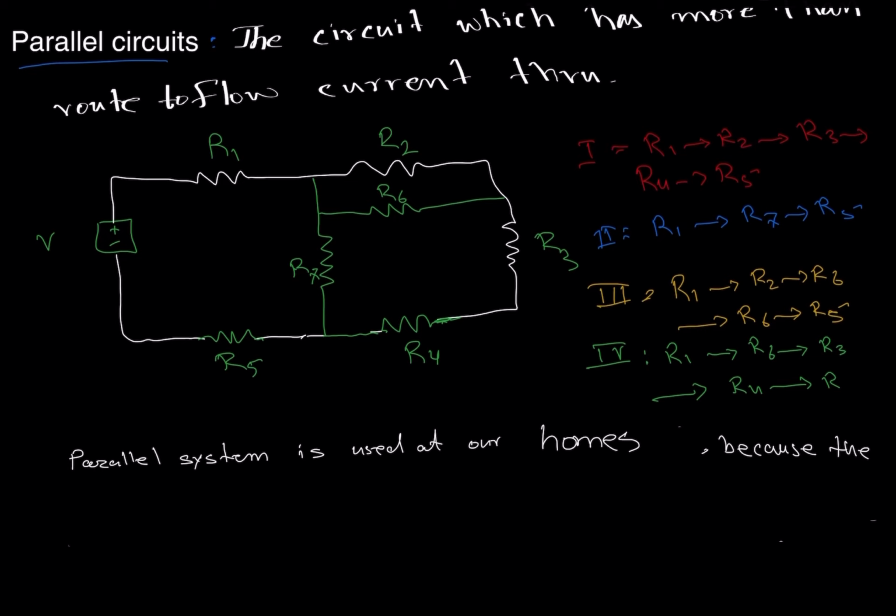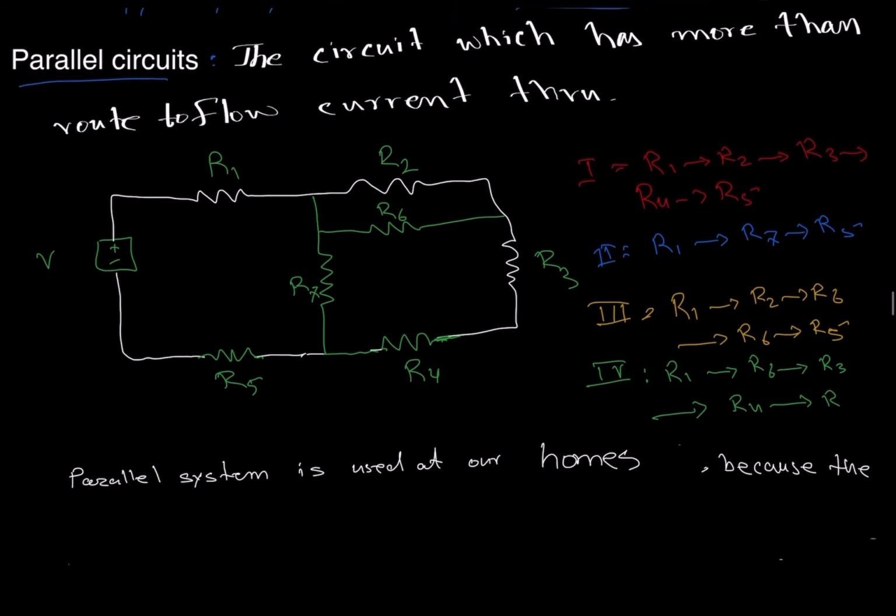Earlier this week, we talked about series circuits. We explained what series circuits were. Just to recap a little bit, series circuits are circuits that have only one way for the current to flow. And parallel circuits are circuits that use more than one route for the current to flow. So the current has more than one route to go through.